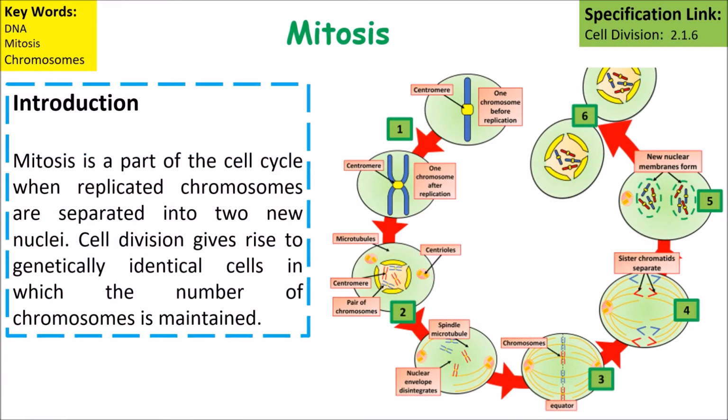Mitosis is part of the cell cycle when replicated chromosomes are separated into two new nuclei. Cell division gives rise to genetically identical cells in which the number of chromosomes is maintained. So if you start off with 46 chromosomes, you end up with 46 chromosomes.